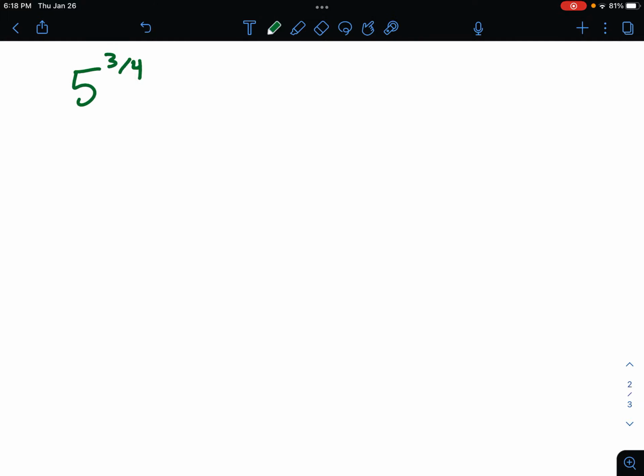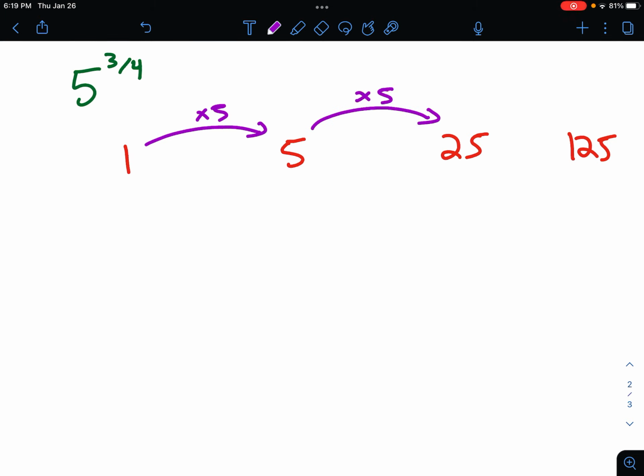So if we consider repeated multiplications of 5, we could start at 1, which is 0 multiplications of 5, then go to 5, then 25, then 125, and so on. And so we can multiply by 5, and by 5 again.